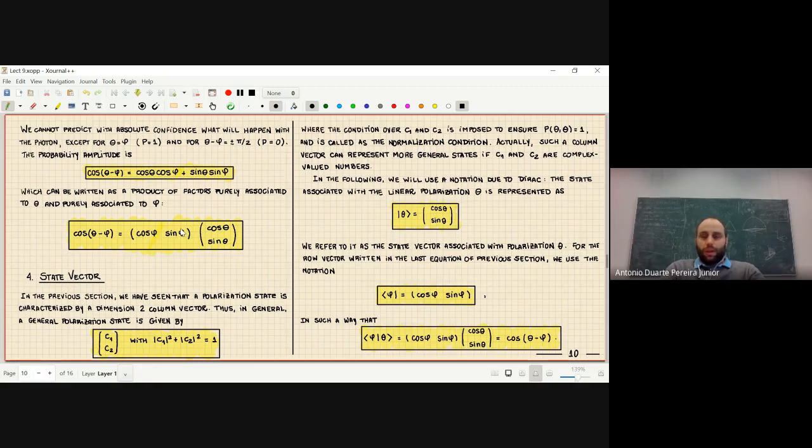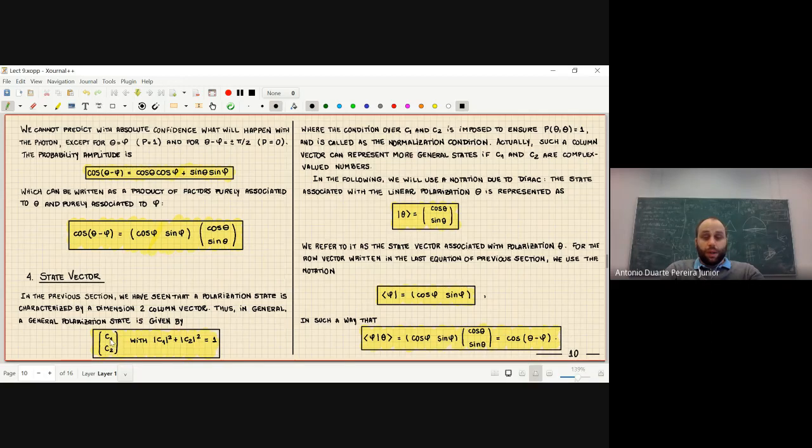So what we were discussing was that if I have a photon with polarization theta, I will describe it with this column vector, that I call the state vector associated to the photon in polarization theta. And I wrote down a definition of what a state vector is, and for the moment I'm restricting the definition to vectors with two entries.